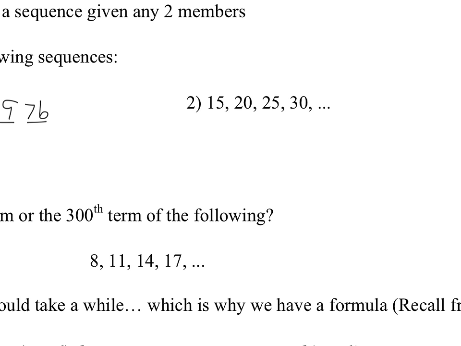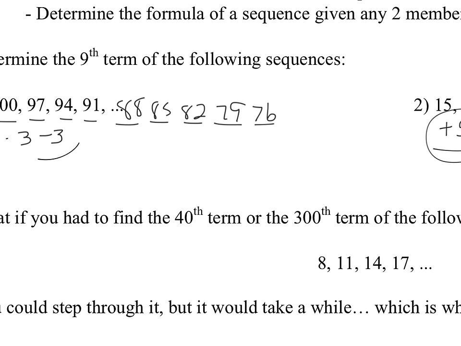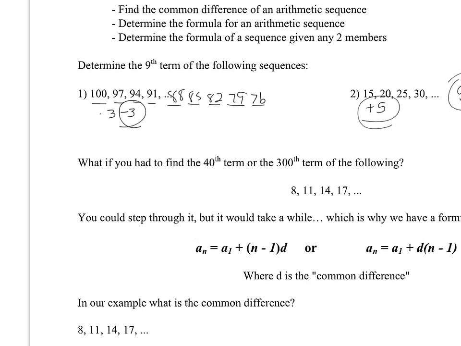Try that one out. You should have gotten 50. This particular one, you're going up by 5. So this is up by 5 and down by 3, subtracting 3. This is what's known as the common difference. The common difference.